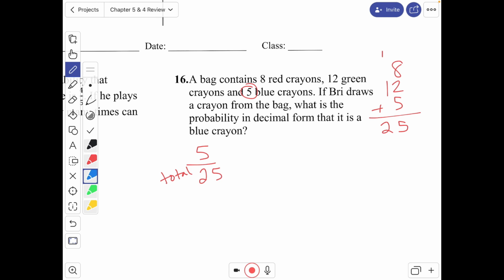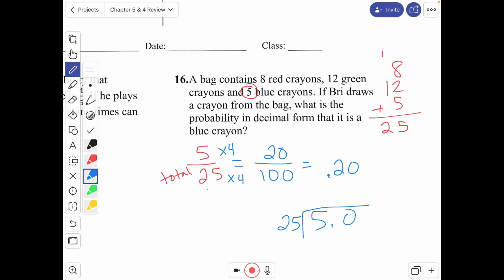So 5 out of 25 is her chance of getting a blue crayon, but we need to change that to decimal. And if you'll remember, there's some magic denominators that I can change to a 100. This is one of them. What could I do to 25 to change it to 100? Times 4. So if I do that on top, I get 20. And 20/100ths is just decimal 20. And if you can't remember about the special denominators that turn into 100, you can always divide to find the decimal. And you'd still get 0.2 or 0.20.